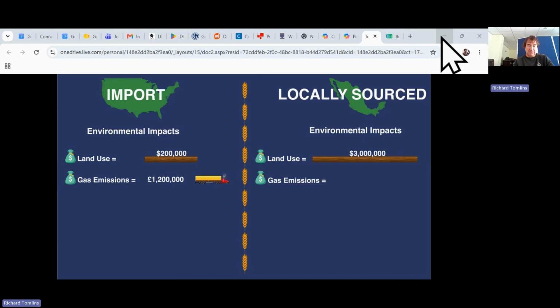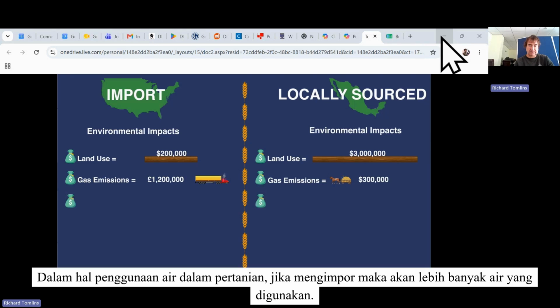If you source locally, option 2, remember the greenhouse gas emissions are a quarter of what they were if you import. And therefore, because our value base, the global effects of emissions, is the same between option 1 and option 2, the cost is just $0.3 million. In terms of water use in agriculture, you may remember that if you imported, twice as much water was used, 2 million cubic meters of water.